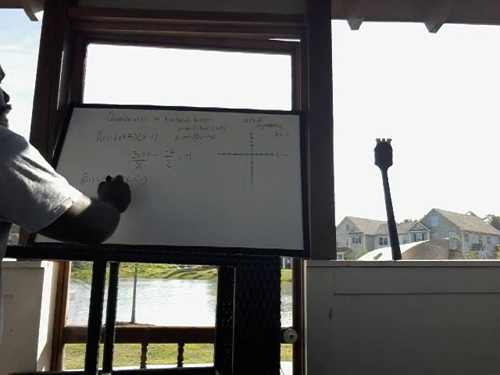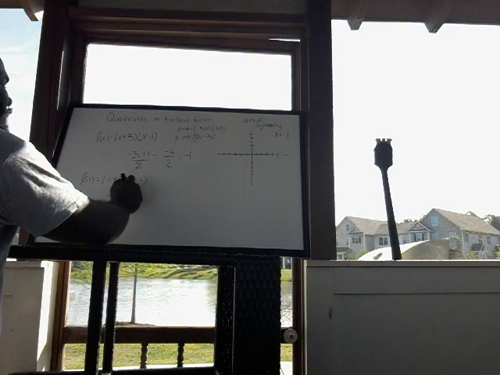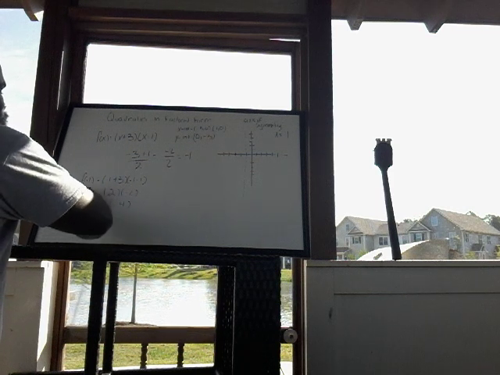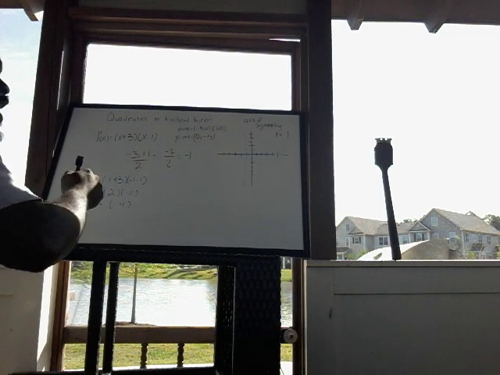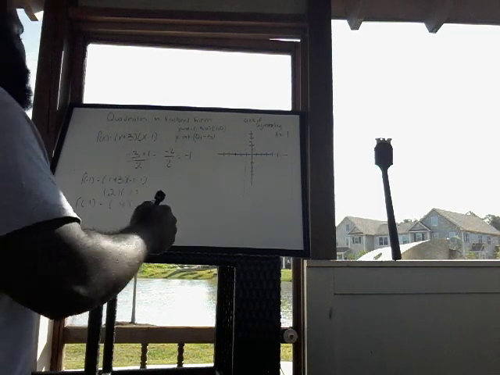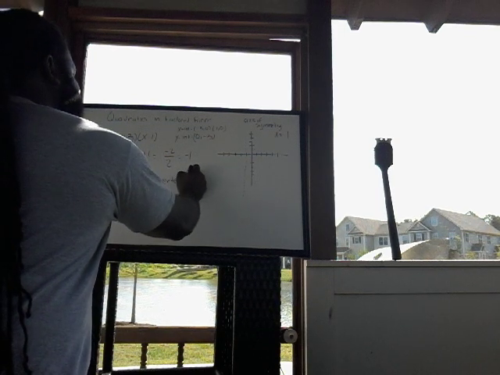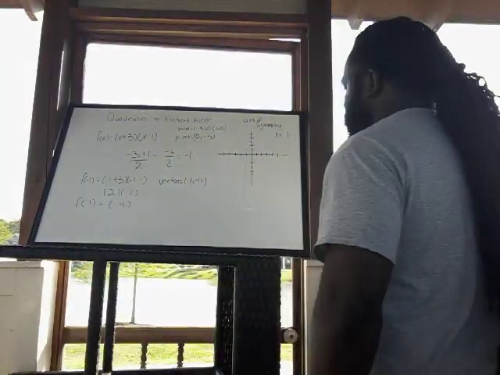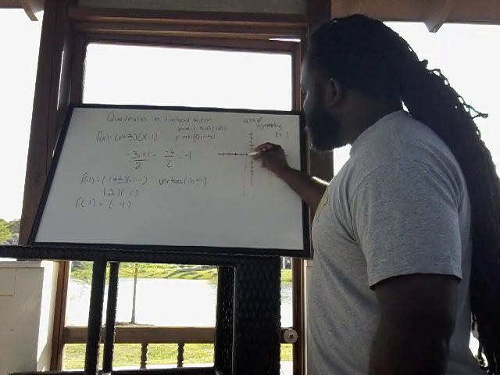So -1 plus 3 is going to give me a +2. -1 minus 1 is going to give me -2, and 2 times -2 is going to give me -4. So when my x value is -1, which is my axis of symmetry, my y value is -4, which means that my vertex is going to be (-1, -4).